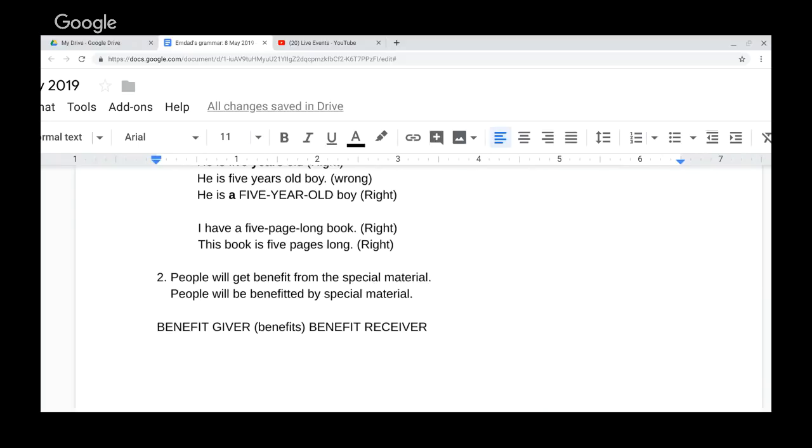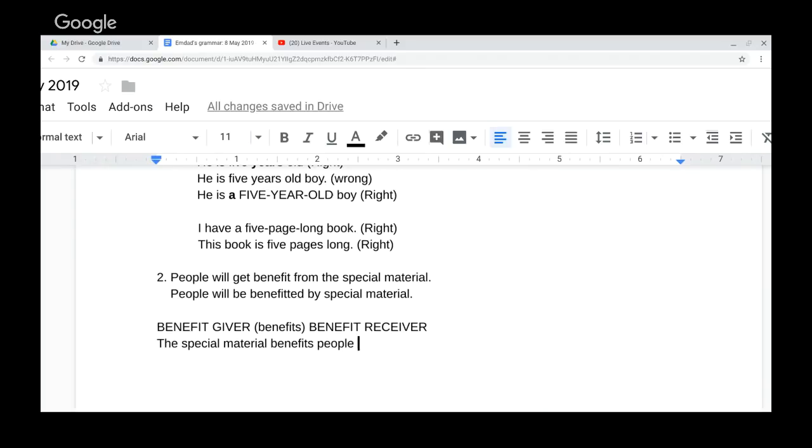How would you write this? The special material, now use this grammar rule. How can we write this sentence? The, voila, special material benefits, voila, the special material benefits people.